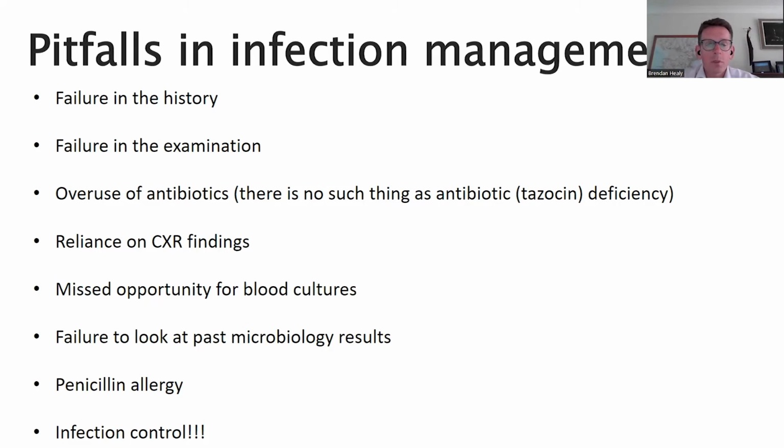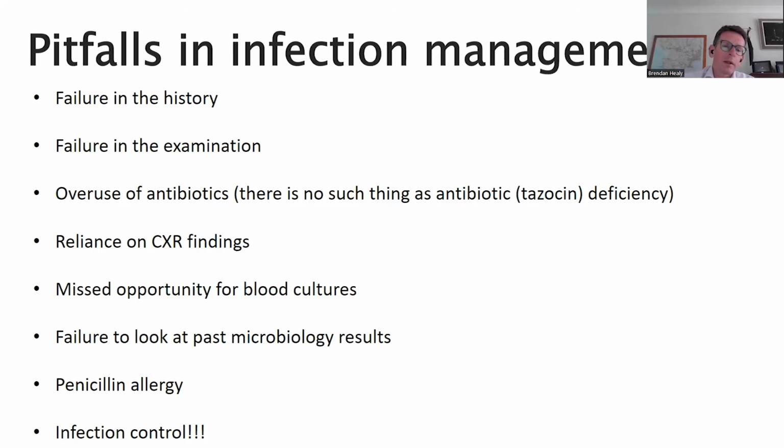One of the first things we do when we get called about a critically ill patient is look at their past microbiology results. The reason for doing that is we get an understanding of the sorts of organisms that the patient is colonized with. Sometimes you'll find someone's colonized with a very resistant organism, and if you hadn't looked at the past microbiology results, then you might start an antibiotic which isn't appropriate for that individual.